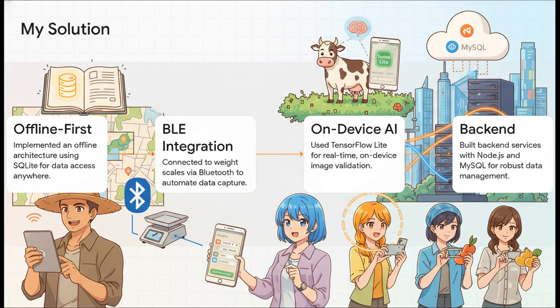So, here's how we tackled it. First, the foundation was an offline-first architecture using a local SQLite database. This meant farmers could access and update records at any time. Then I integrated Bluetooth to connect the app directly with weighing scales, which was a huge time saver and cut down on errors. We even used an on-device machine learning model with TensorFlow Lite for instant image validation, all of it supported by a solid Node.js and MySQL backend.